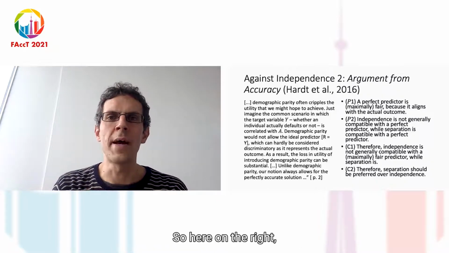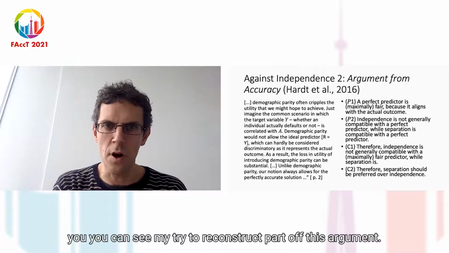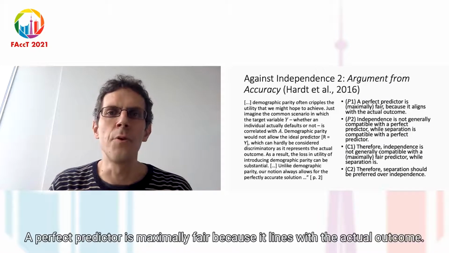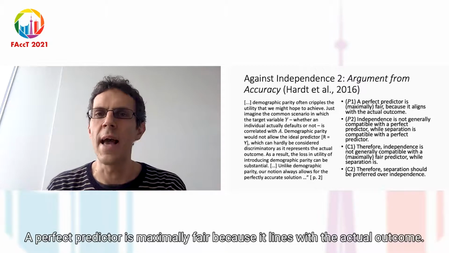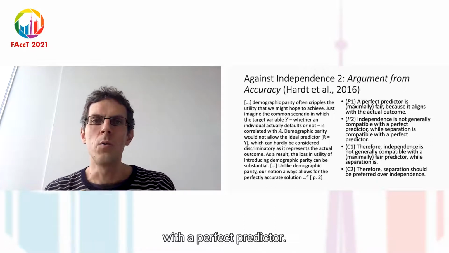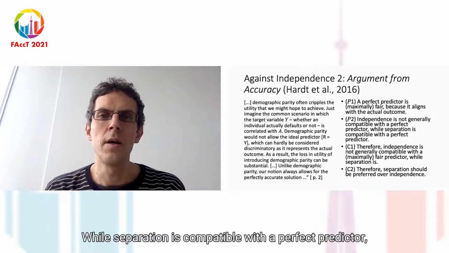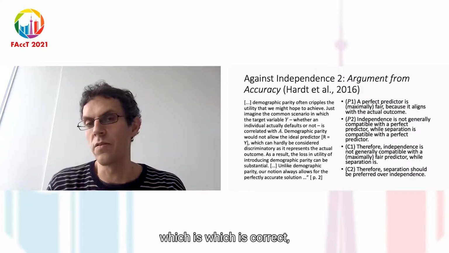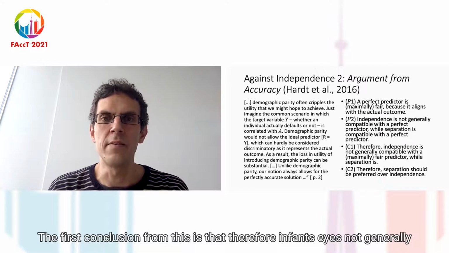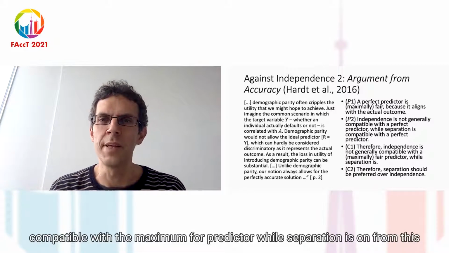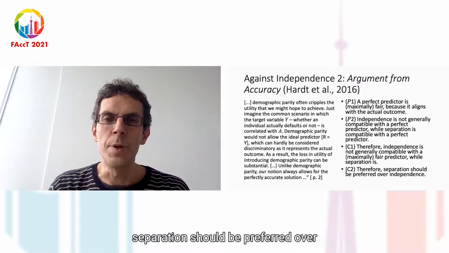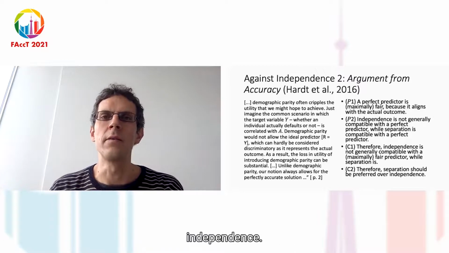So here on the right, you can see I try to reconstruct part of this argument. The argument runs as follows. First premise, a perfect predictor is maximally fair because it aligns with the actual outcome. Second premise is that independence is not generally compatible with a perfect predictor, while separation is compatible with a perfect predictor, which is correct. That's just a mathematical fact. The first conclusion from this is that, therefore, independence is not generally compatible with a maximally fair predictor, while separation is. And from this, again, they conclude, therefore, separation should be preferred over independence.